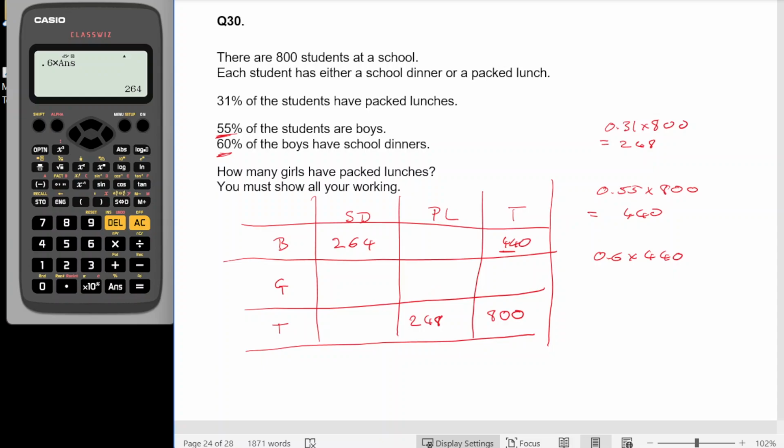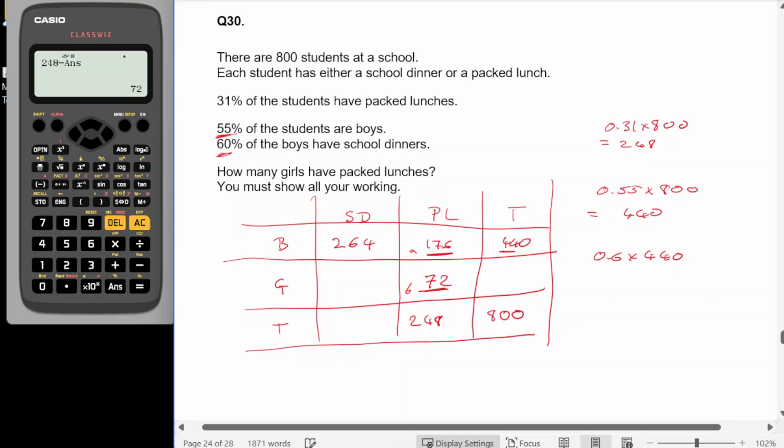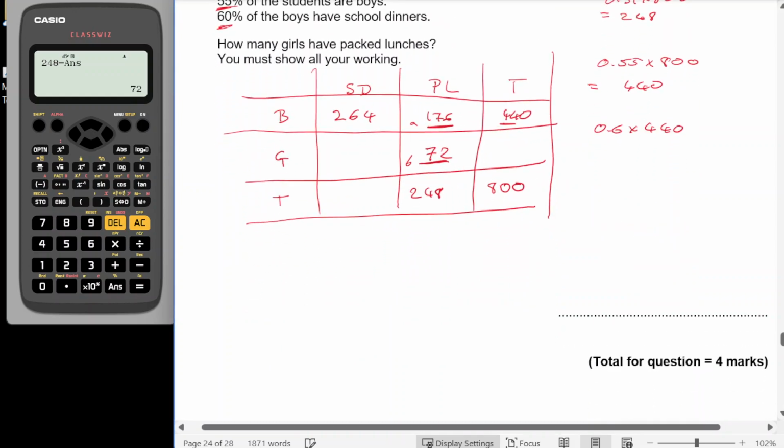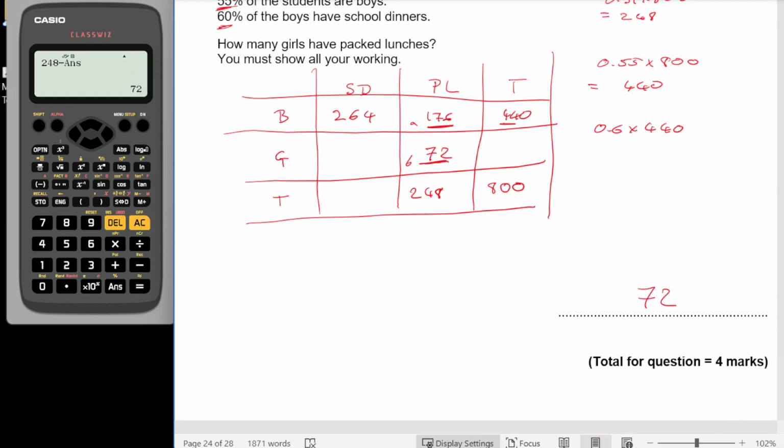Right, and then that's putting the information as numbers into my table, and I want how many girls have packed lunches. So that's the actual value that I'm after. I'm going to do that by finding this value here, and then I can work out that value there. I don't need to do the full two-way table. So I'm going to do 440 minus that last answer. So I've got 176 there, meaning that 248 minus that last answer, 72. Girls have packed lunches. That's not the only way you could do it, but that seems to make sense to me in terms of how I'm going to set it out and make it clear.